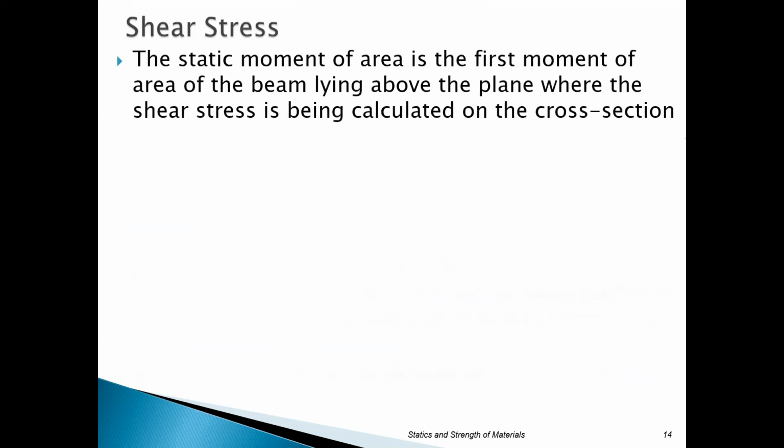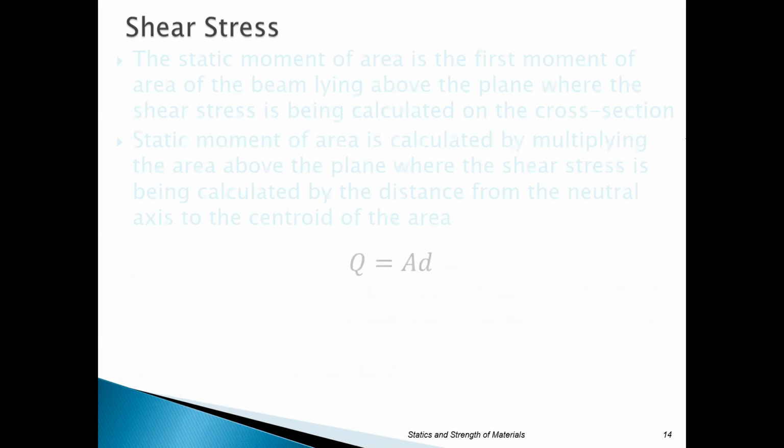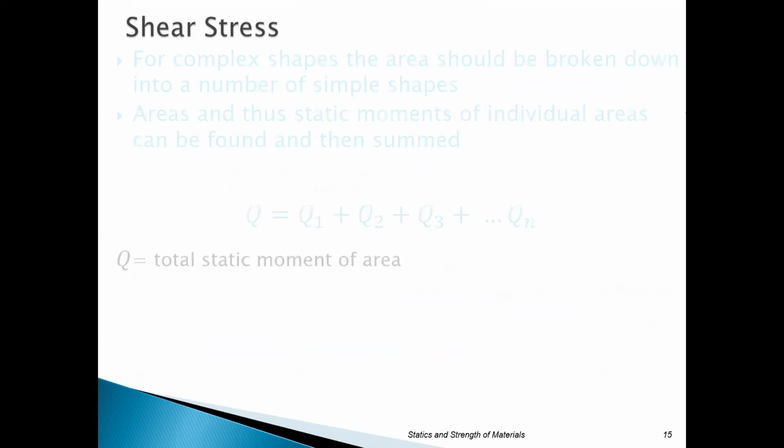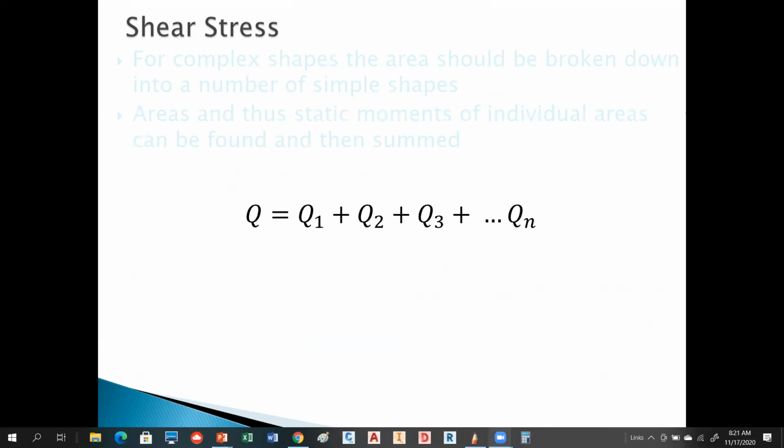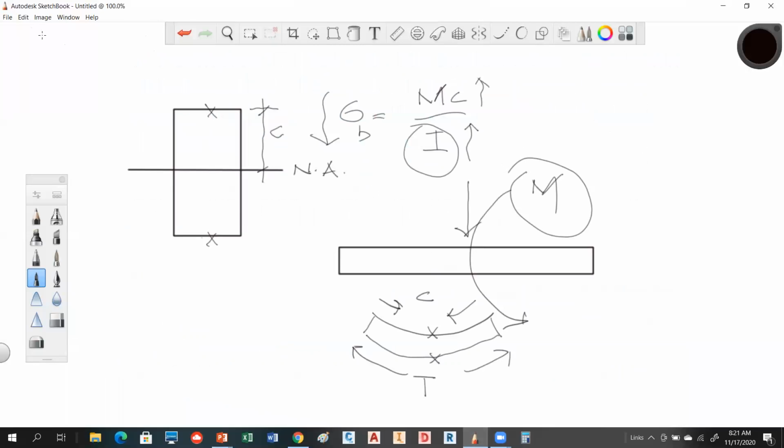Okay, so Q, remember, is equal to the area of consideration times the centroidal distance. And if you have complex areas, then you can calculate Q's of each complex area and you can add them to get your total Q. So let's take a look at Q again. And then I'm going to show you something that's also pretty interesting about the shear stress. Okay, so let's go back to this guy. All right, let me clean this up a minute.